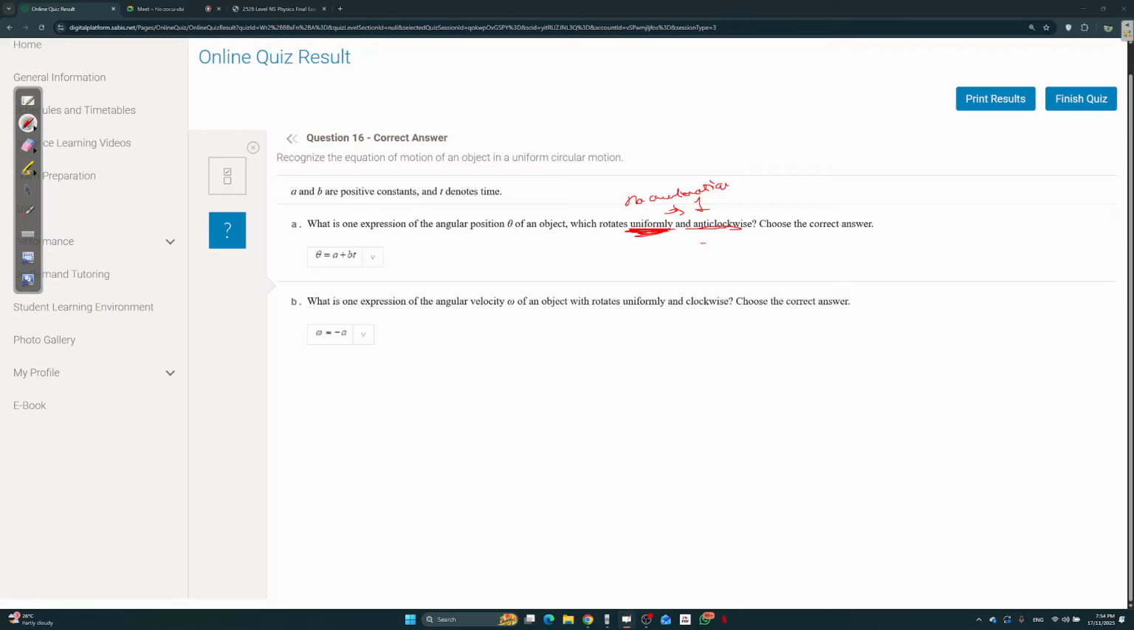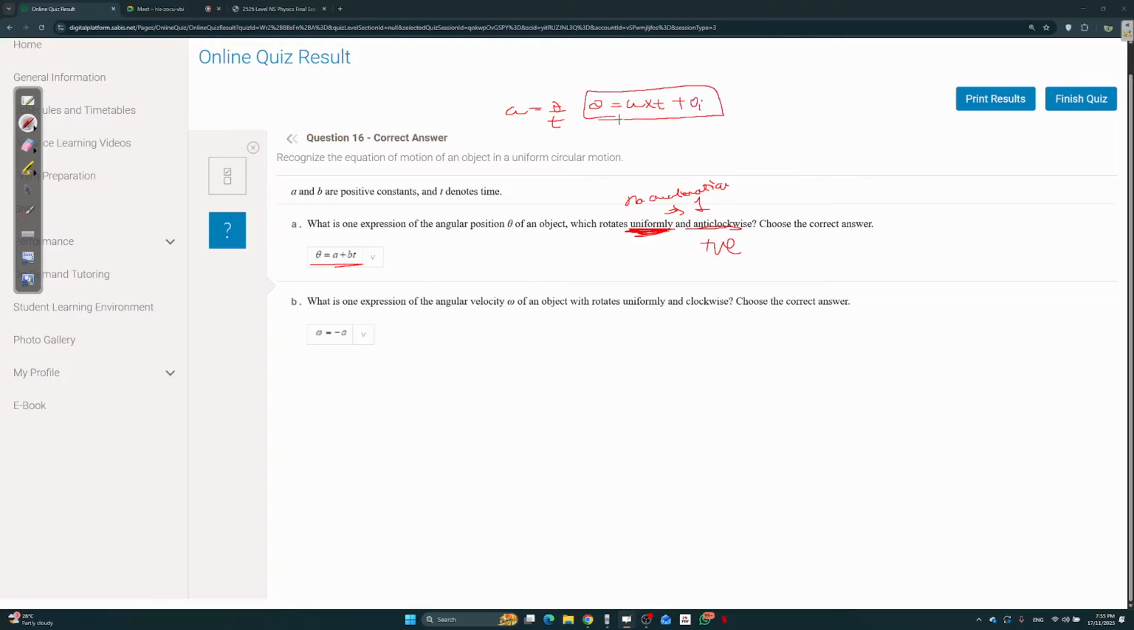Anti-clockwise means positive. As you can see here, theta is equal to a plus bt. There's no acceleration. That means the degree is 1. That's why we don't choose any squares or whatever. So it's a plus bt simply. Basically, here theta, remember omega is equal to theta divided by time. This is for uniform when there's no acceleration. So theta is simply just omega times time, plus theta initial of course.